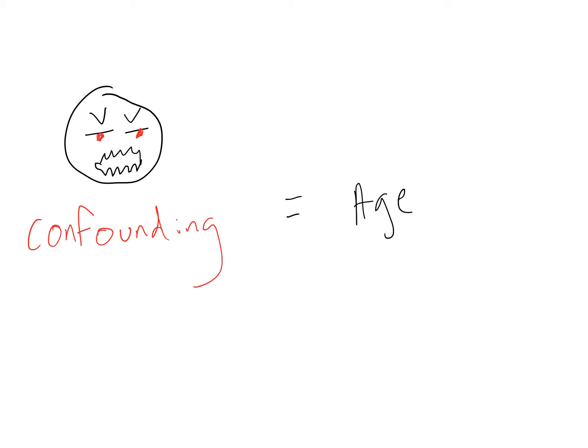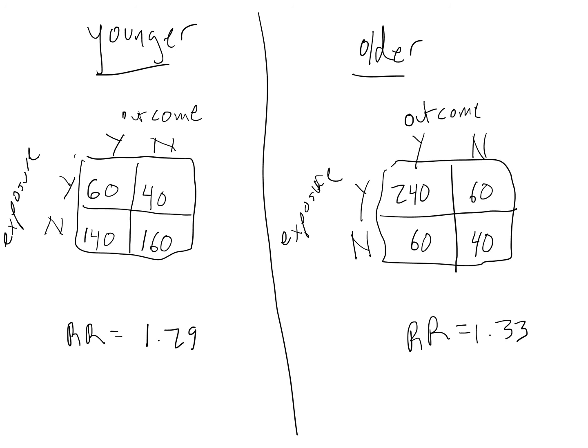We want to know if we hold age constant between the exposed and unexposed groups, do we still see an association between our exposure and our outcome? One thing we can do is stratify, or separate, our sample by age, then look at the association between exposure and outcome in both younger and older adults separately. In our example, after we split our sample into older and younger adults, our relative risk in younger participants is 1.29, and our relative risk in older participants is 1.33.